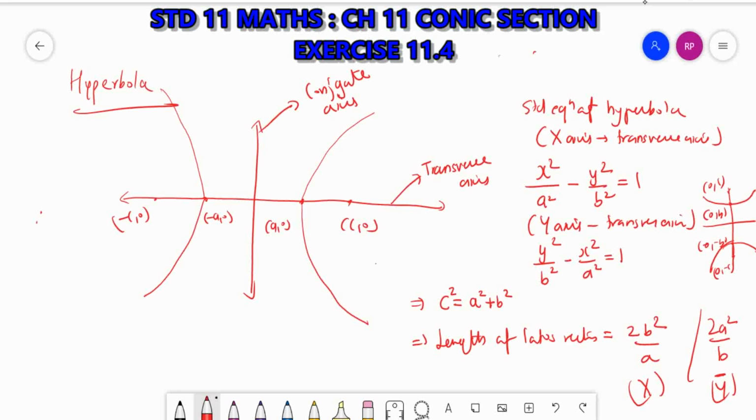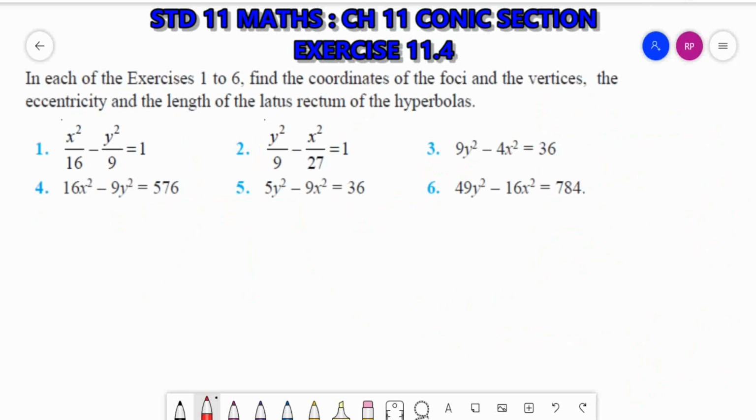Now let's move to exercise 11.4. In each of the exercises 1 to 6, find the coordinates of the foci and the vertices, the eccentricity and length of latus rectum of the hyperbola. Okay, so now I will solve two of them for you. The rest you have to solve by yourself. So first, let's start with the first one.